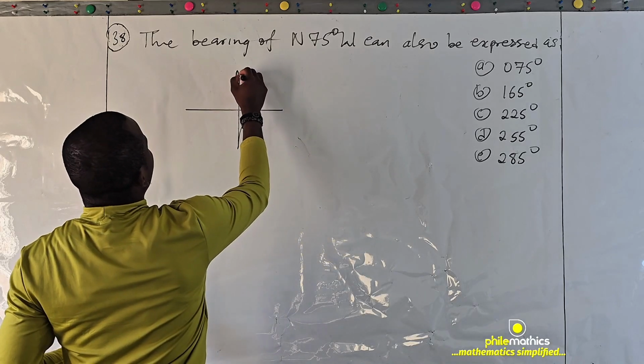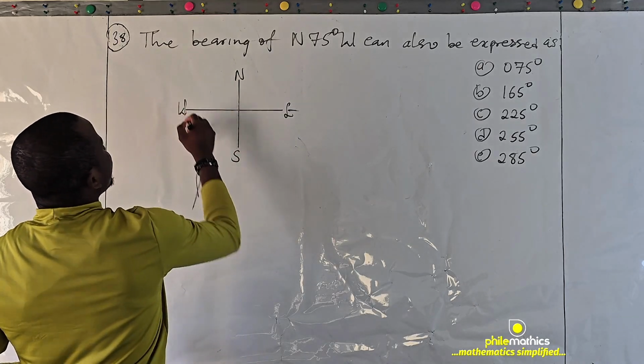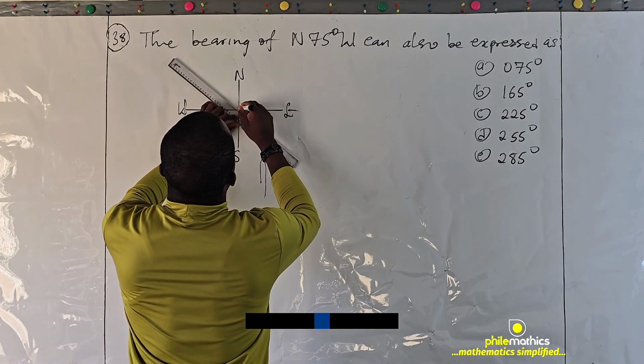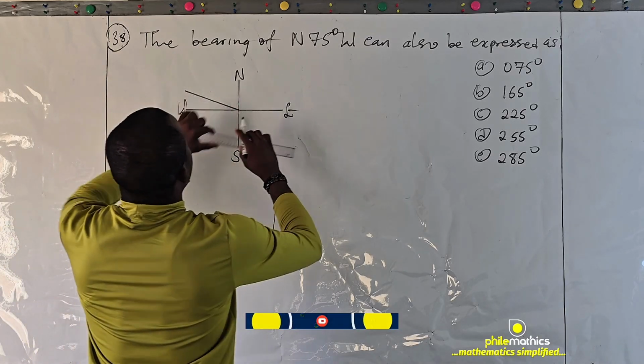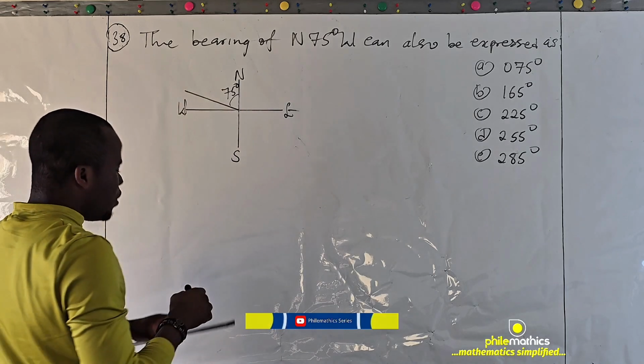So this is north, this is south, this is east, this is west. So north 75° west is somewhere here. And so this is 75°. This is north 75° west.